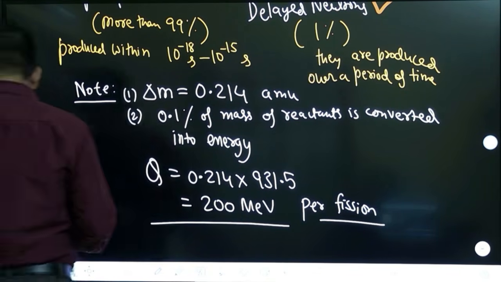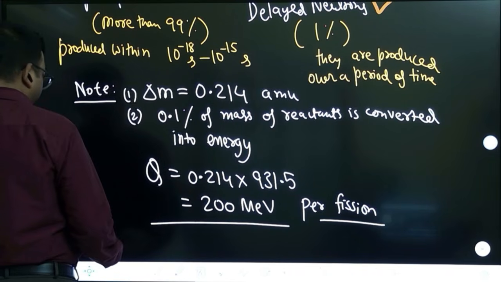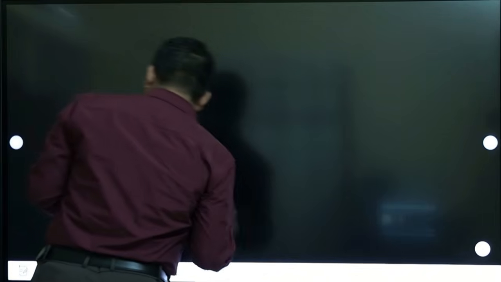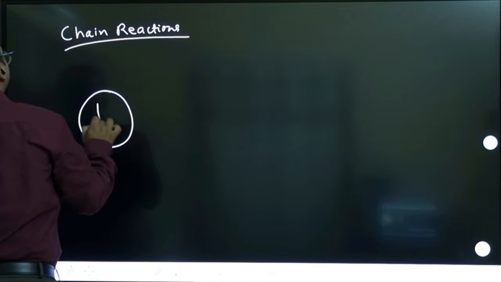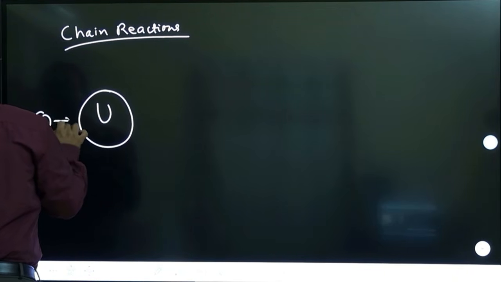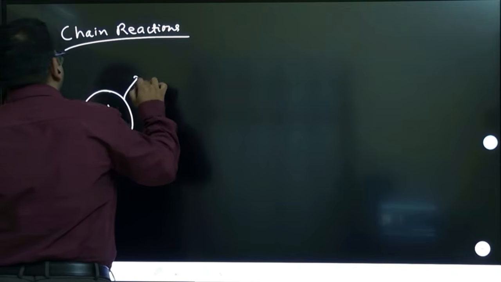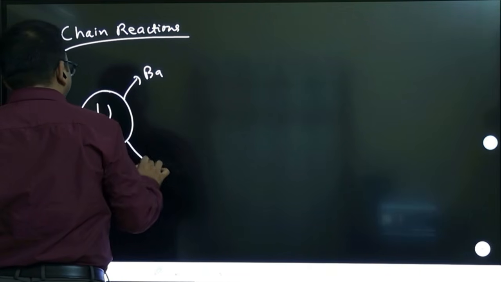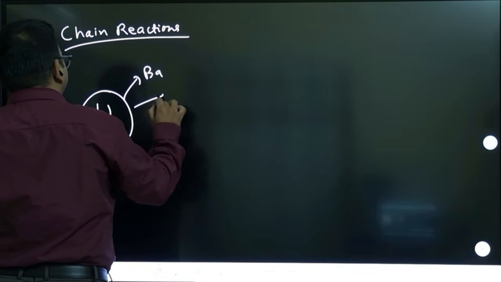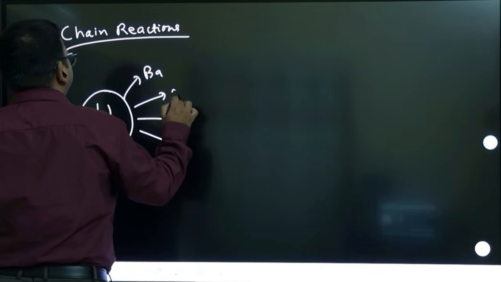Now we need to understand the chain reaction, a very important topic. So we know this uranium is bombarded with one neutron, and this is producing barium and krypton, but it is also producing three extra neutrons.